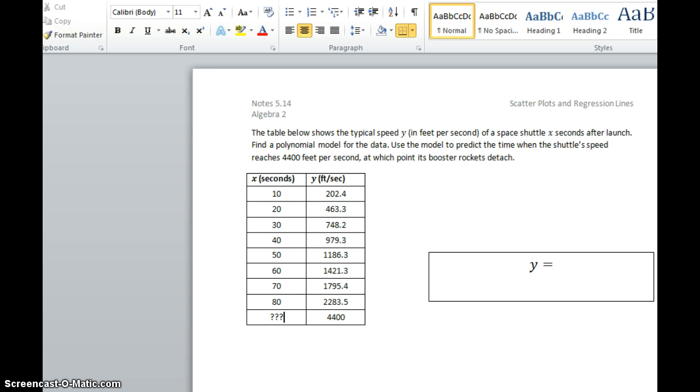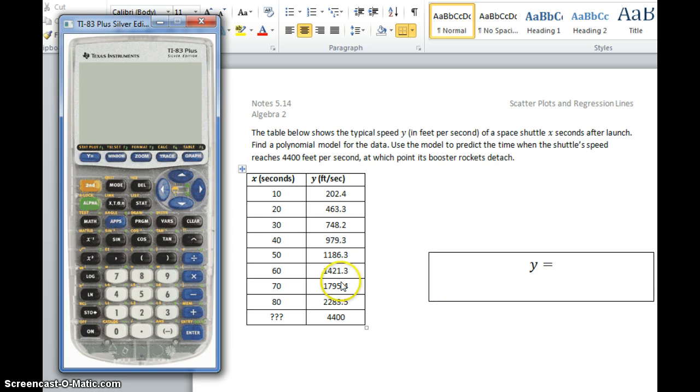Okay, so we have to do two things. One, come up with the model. We'll do that over here. Two, figure out how many seconds after the launch this occurs. So what I'm going to do is, first of all, enter information into my TI-84 calculator by hitting stat.